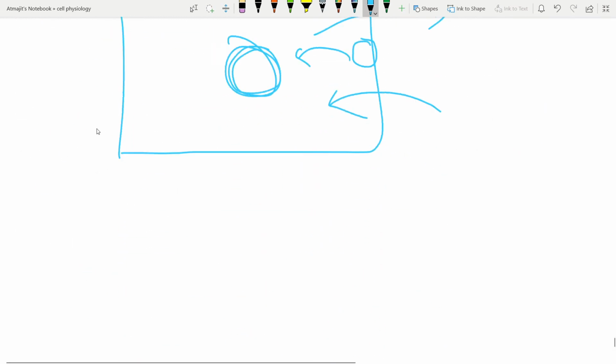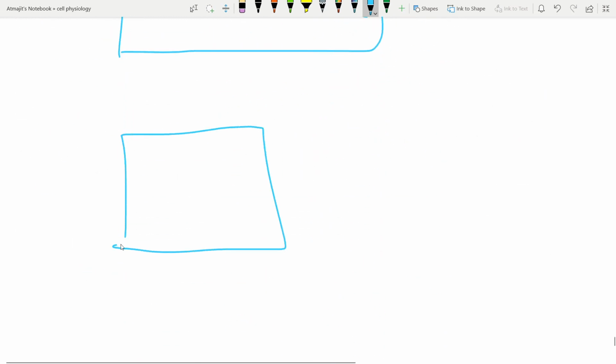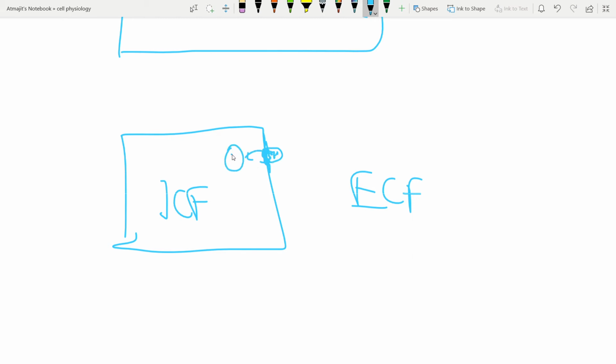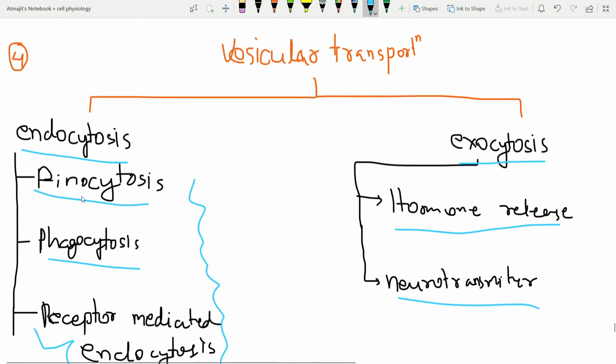First, endocytosis. If there is a cell here, inside there is intracellular fluid and outside is full of extracellular fluid. Sometimes, due to the fluidity of the cell membrane, a small vesicle will approach and engulf some water with some molecules from the extracellular fluid, and it goes into the cell. This is also called cell drinking.